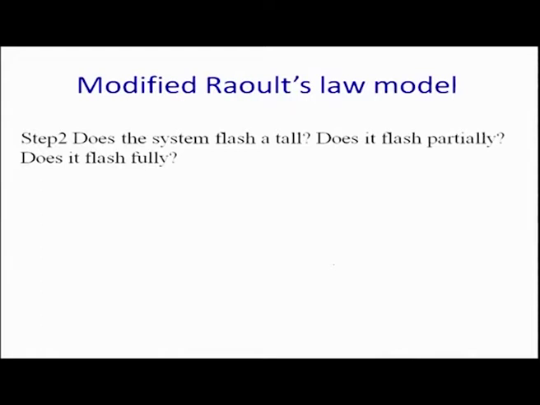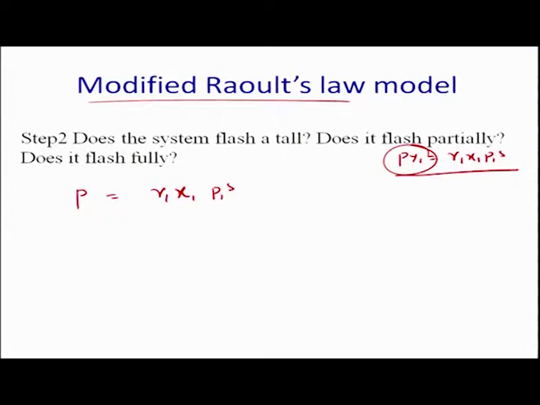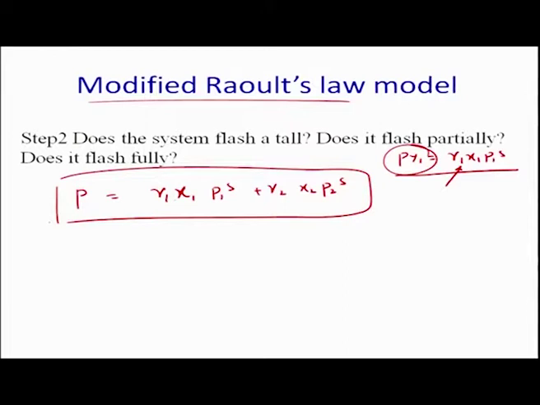What about if you had used modified Raoult's law? Will the system behave in a similar way as you have evaluated using ideal solution conditions? In order to do that, we write down again gamma 1 x1 P1 sat. Remember, if you are using modified Raoult's law, it is P y1 equal to gamma 1 x1 P1 sat. This is modified Raoult's law where the vapor phase is considered to be ideal, the liquid phase is non-ideal, and the activity coefficient is the correction for non-ideality. So, P would be gamma 1 x1 P1 sat plus gamma 2 x2 P2 sat. This is the bubble point pressure which you have to calculate.